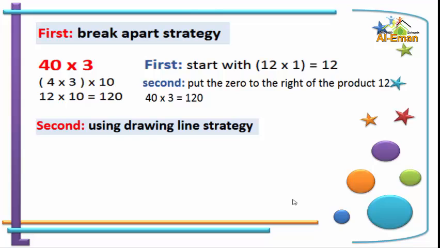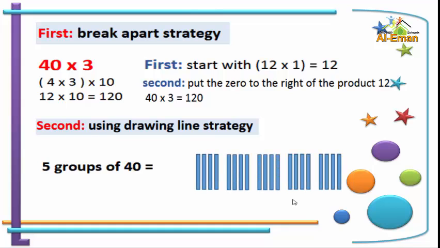Second, using the drawing line strategy. We want to know the product of 5 groups of 40. We will draw 5 groups. Each group has 4 lines. Each line means 10. So we will draw 5 groups, and each group has 4 lines.